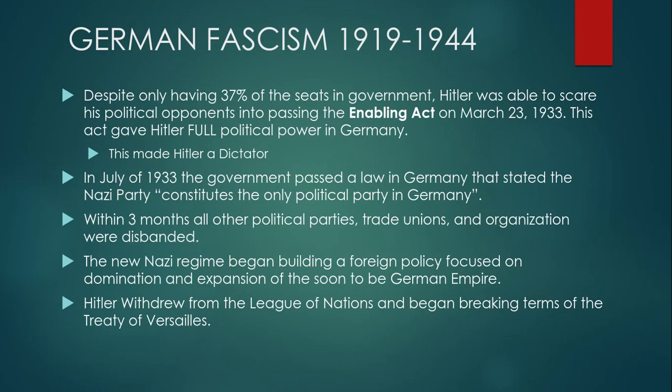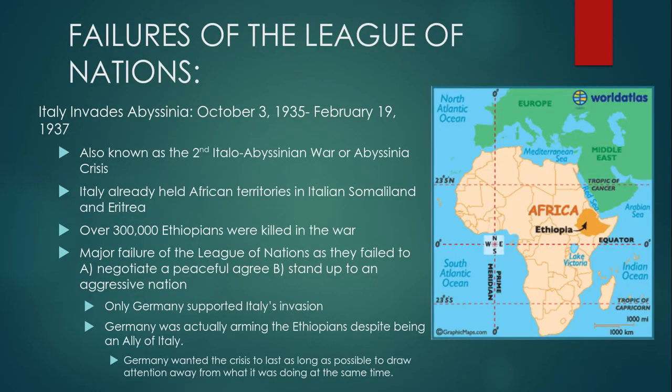all other political parties, trade unions, and organizations are disbanded, and the new Nazi regime begins building a foreign policy focused on domination and expansion of the soon-to-be German Empire. Hitler withdraws from the League of Nations and begins breaking terms of the Treaty of Versailles.